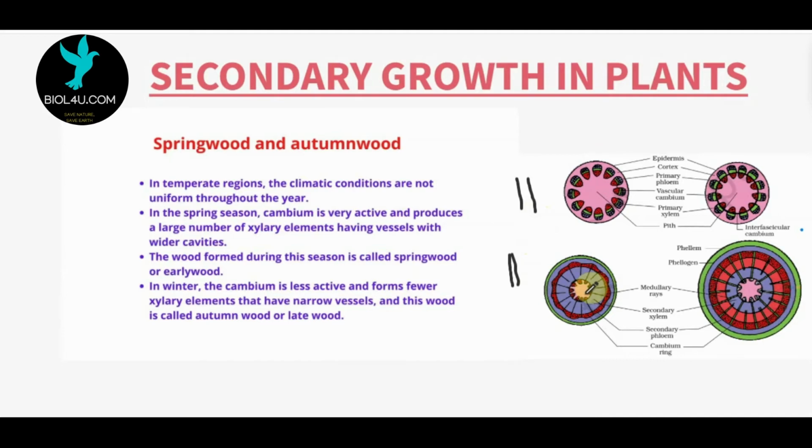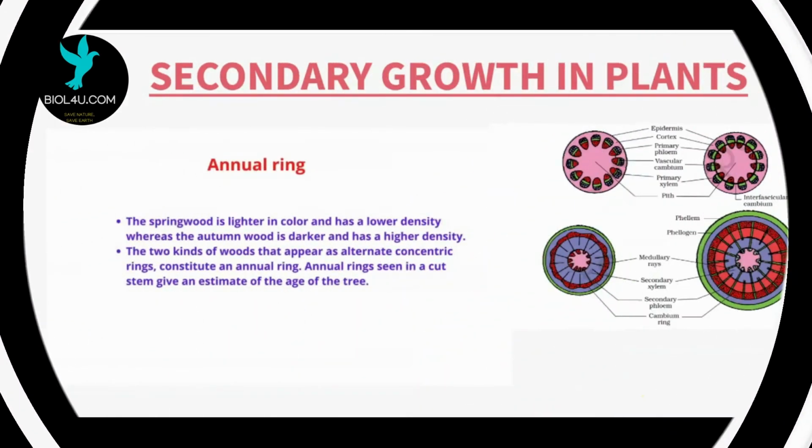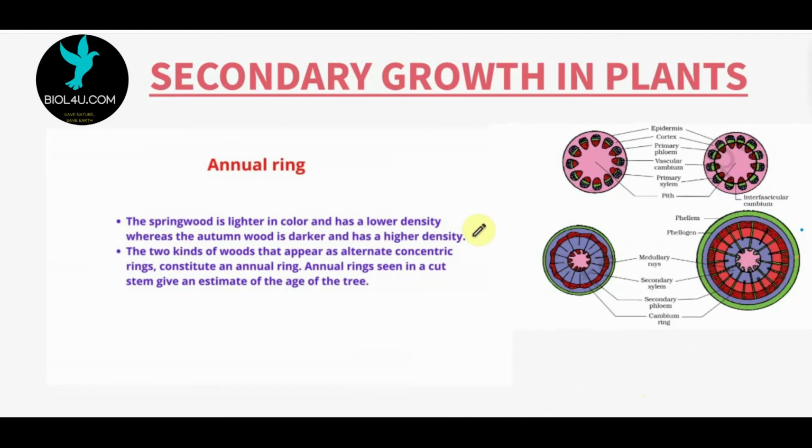Then let us study one more thing, that is the heartwood and sapwood. But before we deal with heartwood and sapwood, one more point, that is the annual ring. So what is actually the annual ring? Annual ring means, especially for plants growing in the temperate region, it produces two types of ring. That is the wood produced during the spring season and the wood produced during the winter season.